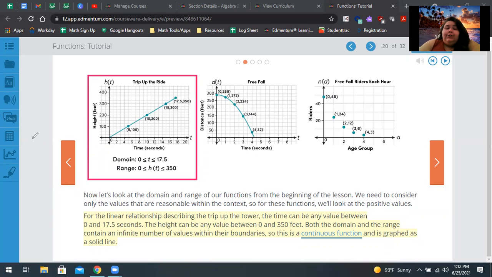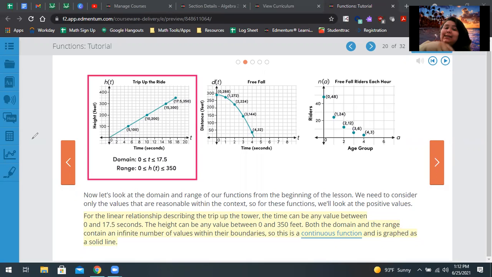It says, for the linear relationship describing the trip up the tower, the time can be valued between 0 to 17.5 seconds. The height can be at any value from 0 to 350. Both the domain and range contain an infinite number of values within the boundary, so it is a continuous function and is graphed as a solid line. So remember, we are limited because the tallest point of the ride is 350 feet. I think it was 350 feet. Yeah.